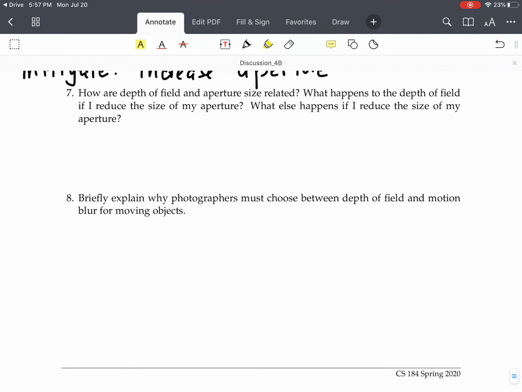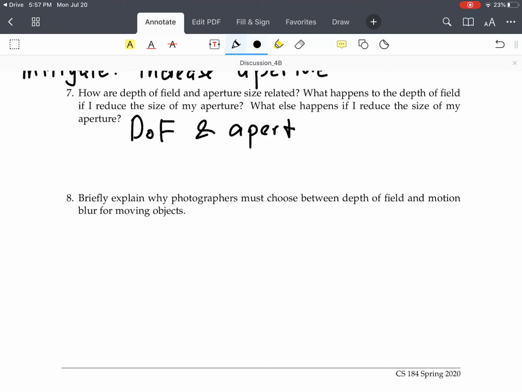So, how are depth of field and aperture size related? What happens to the depth of field if you reduce the size of the aperture? And what else happens if you reduce the size of the aperture? Okay, so in this case, the depth of field, which I'm going to call DOF, and the aperture are inversely related. Okay, so that means if one goes up, the other one goes down, and vice versa. So they're inversely related, okay?